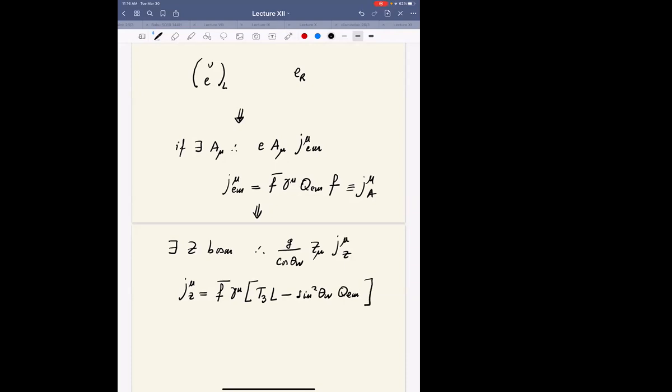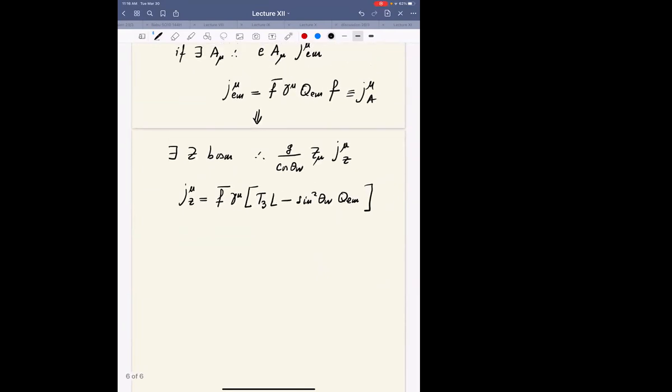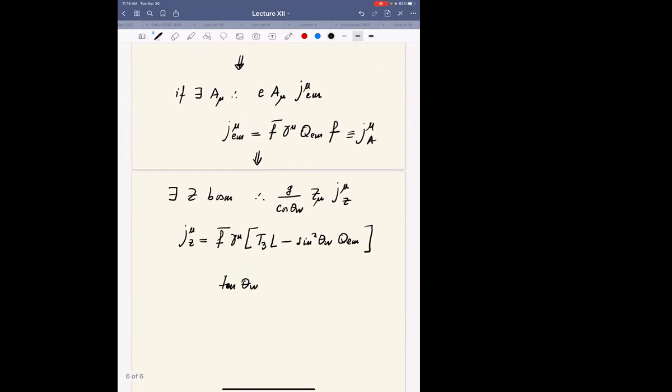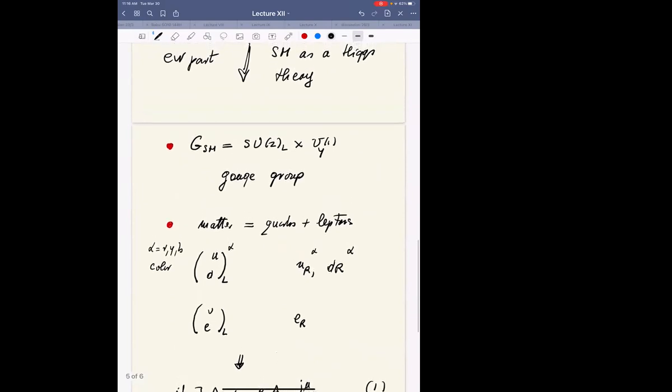This is what we know, and this is sort of interesting. What we don't know is that we actually predict uniquely the form of the interaction. It's universal, where tangent theta W is g prime over g. SU(2)_L has a coupling constant g, U(1) has a coupling constant g prime.